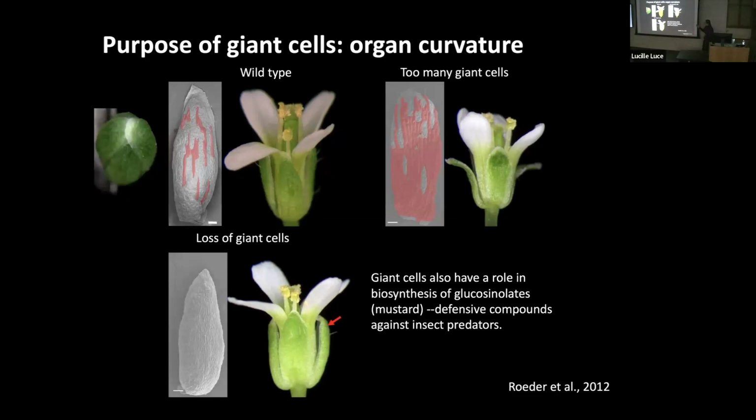And the other thing we found that giant cells do is they have a defensive role. They seem to be involved in biosynthesis of glucosinolates. For those of you who are not in the planty world, think about mustard. So, defensive compounds against insect predators.